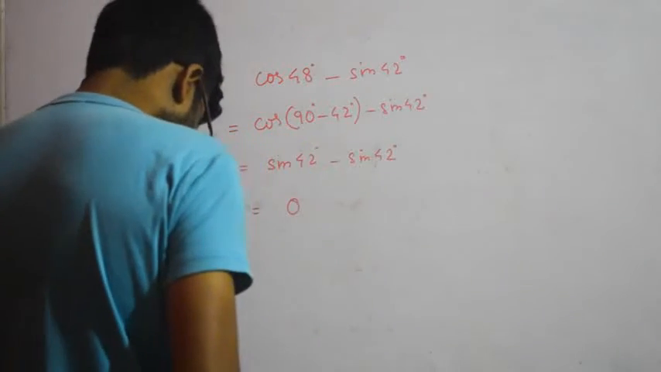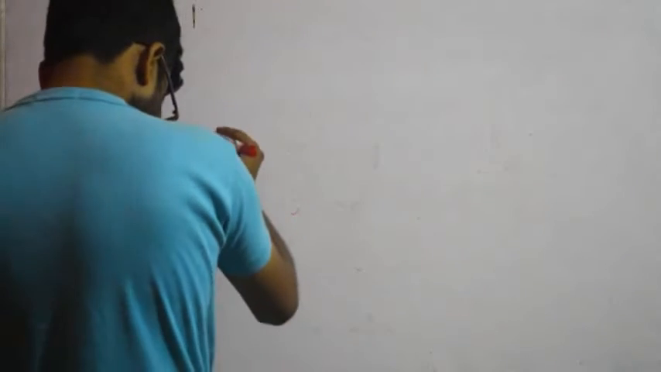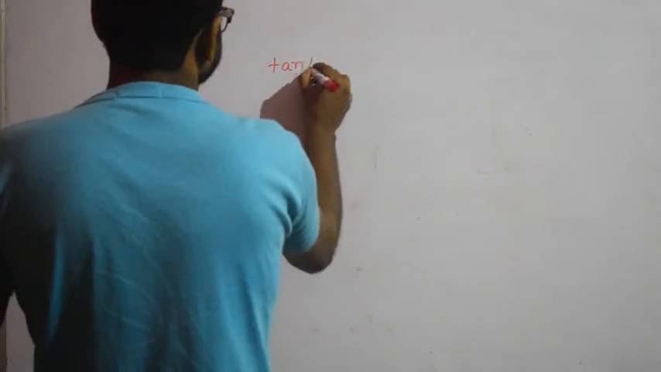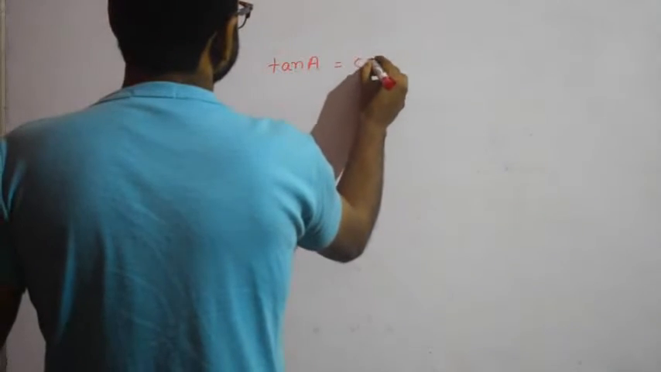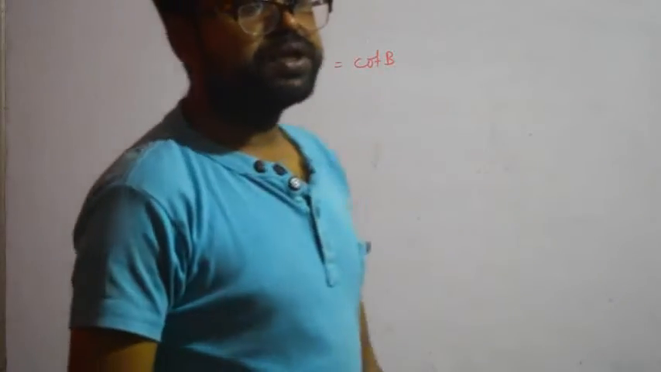Again, I will do question number 4 for you. Question number 4 is: given tan A equal to cot B, you have to prove that A plus B equal to 90 degrees. That means A and B are two complementary angles.